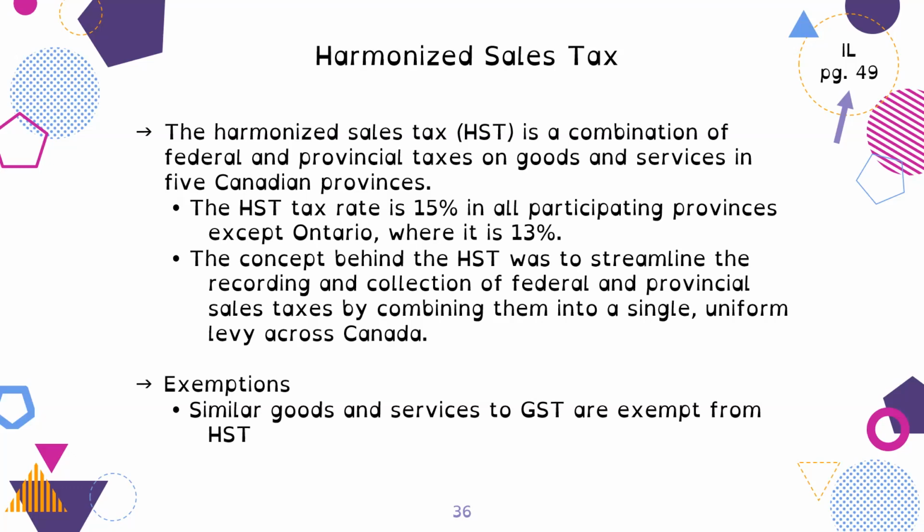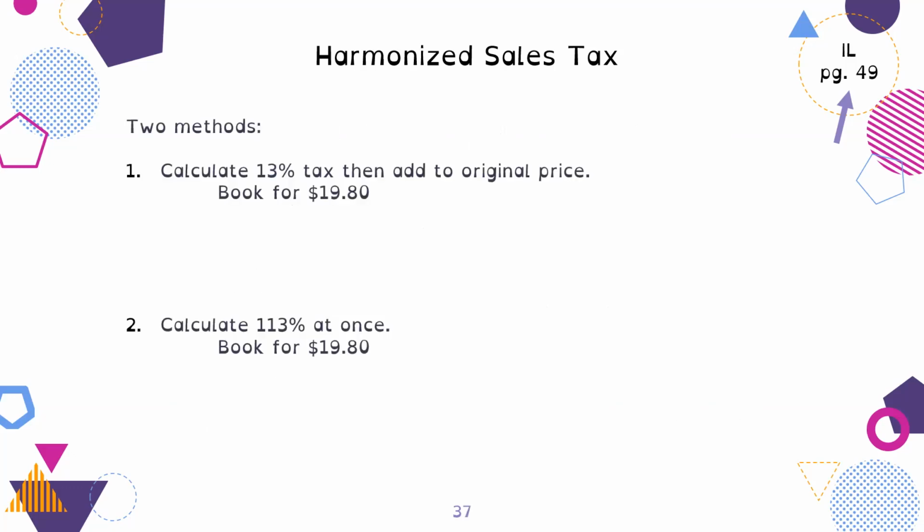Just like GST, there are some things that are exempt from HST, things that are the basic necessities of life. We can calculate harmonized sales tax in 2 different ways. You can calculate all taxes in 2 different ways, depending on whether you want to calculate the tax first and then add it to the original price, or do it all at once. So let's look at an example.